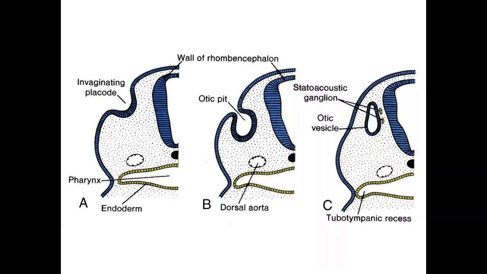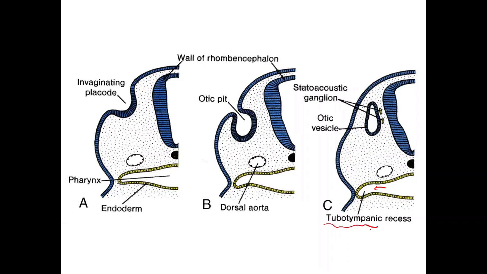So many structures are developed from pharyngeal arches, and we have four pharyngeal pouches which will turn into parathyroid glands, the thymus, the palatine tonsil, and stuff like that. But let's cover the first pharyngeal pouch. The first pharyngeal pouch will form a tubotympanic recess.